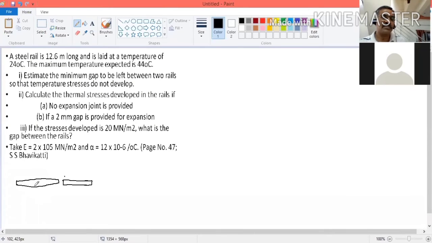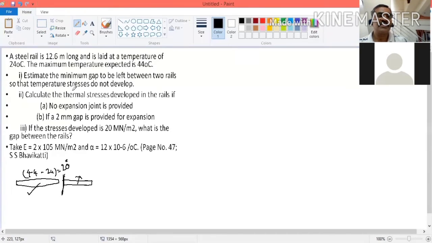Our objective is when it is subjected to a temperature, you don't worry about this. It is just like a support. Now this temperature is raised by 20 degree. Why 20 degree? 44 minus 24 is equal to how much? 20 degree. It is subjected to a temperature of 20 degree, right?